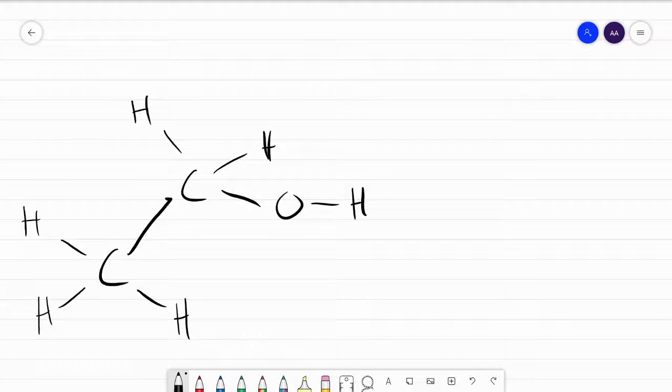Alright, so this is ethanol, full structural formula. If we want to replicate it in skeletal formula, we've got the bond here between these 2 carbons, and then we have a bond to an oxygen here.